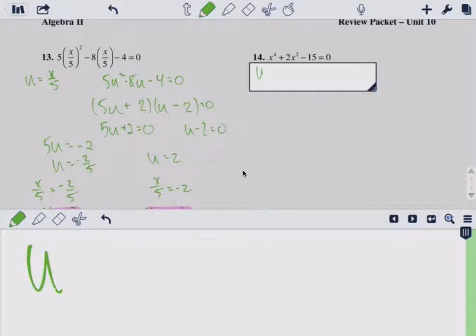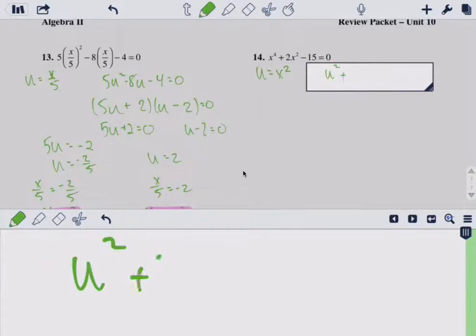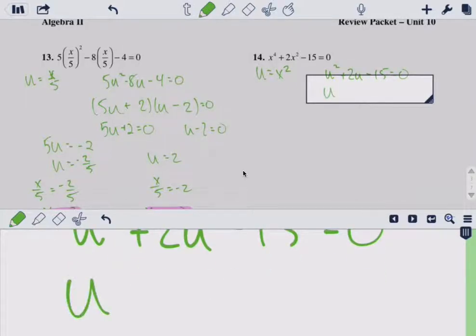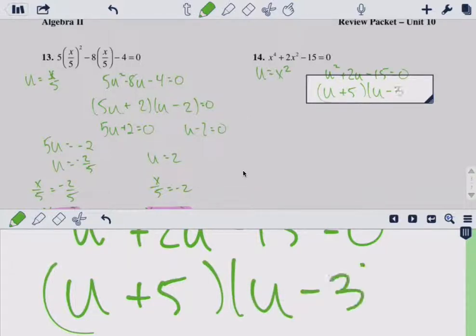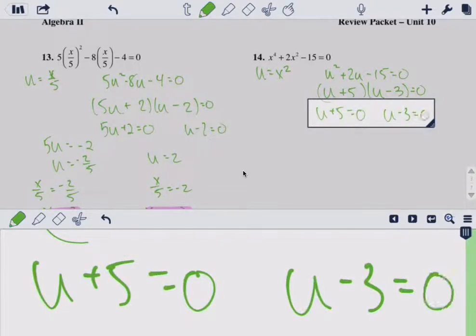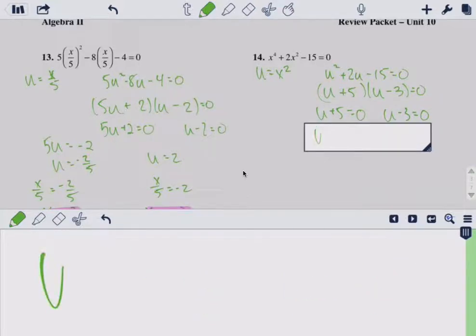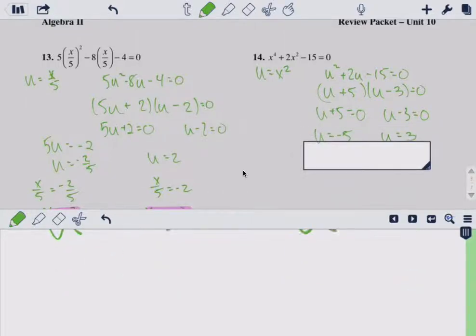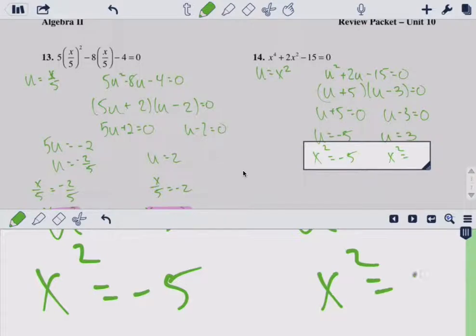Okay, same type thing. u is equal to x squared in this case. So I get u squared plus 2u minus 15 is equal to 0. That's factorable. u plus 5, u minus 3 is equal to 0. u plus 5 is equal to 0, u minus 3 is equal to 0. So we get u is equal to negative 5, or u is equal to 3. I get x squared is equal to negative 5, x squared is equal to 3.